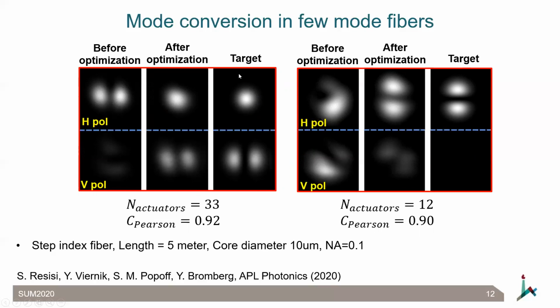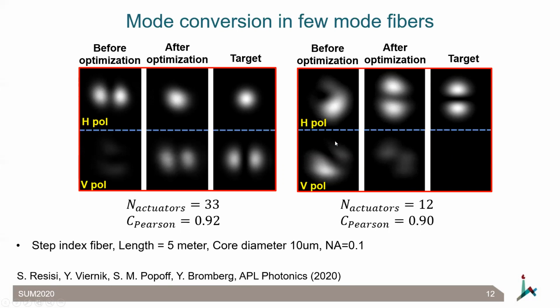We run the optimization, and this is what we get after the optimization. So you see a very nice correspondence between the target and what we get. The Pearson correlation between these two is 0.92. Now, in this example, we use 33 actuators. We wanted to see what happens if we use fewer actuators, because essentially it's a few mode fiber. It just supports 3 modes per polarization. And we see that even with just 12 actuators, we can still get a nice result.